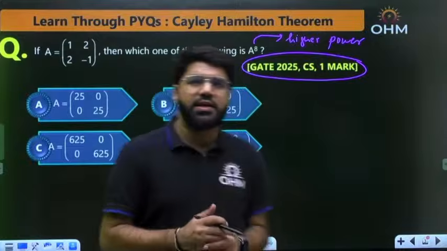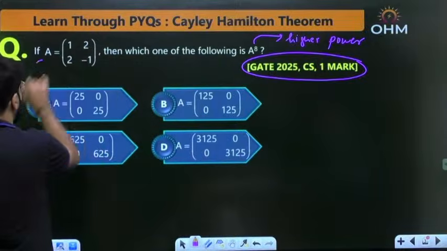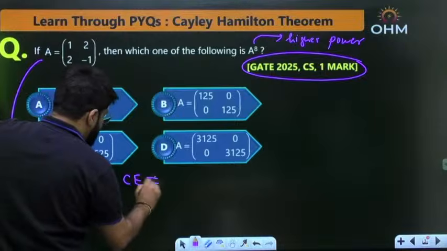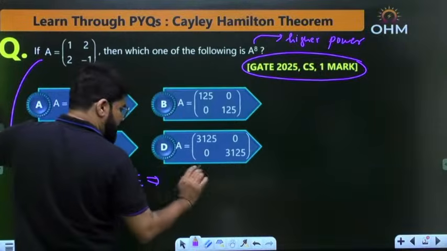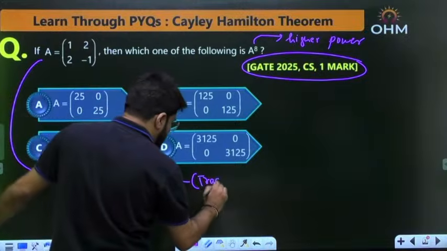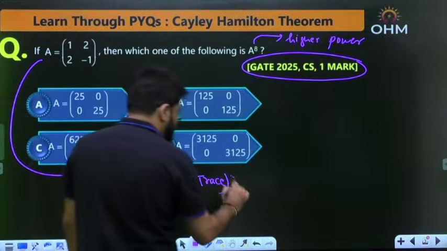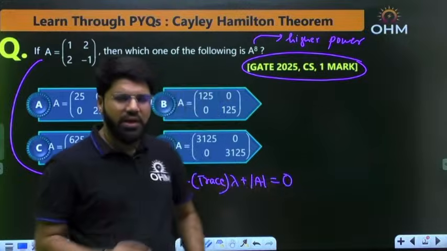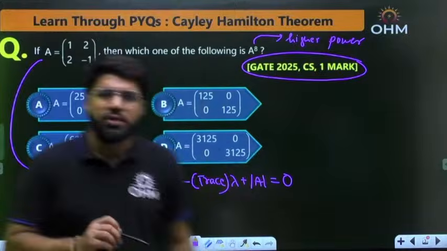What is the characteristic equation here? Since it's a 2 cross 2 matrix, generally we write modulus of A minus lambda I, but for 2 cross 2, we simplify and write down the direct characteristic equation as lambda square minus trace lambda plus determinant equal to 0. Correct? Plus determinant equal to 0.